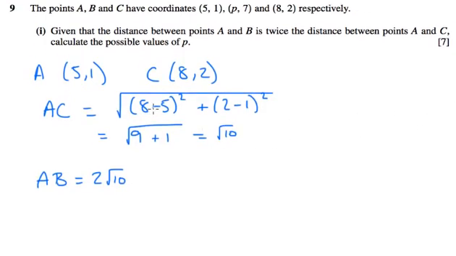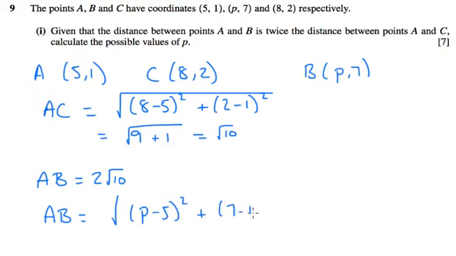And if we now substitute our A coordinate and B coordinate into this exact same formula, but using P where we need to use the x coordinate of B, we can say that A to B is the square root of, if B is P,7, and you need to make sure you use the right coordinate here, don't go with C, go with A. So we're going to go with P minus 5 squared plus 7 minus 1 squared. And we know that that is 2 root 10.